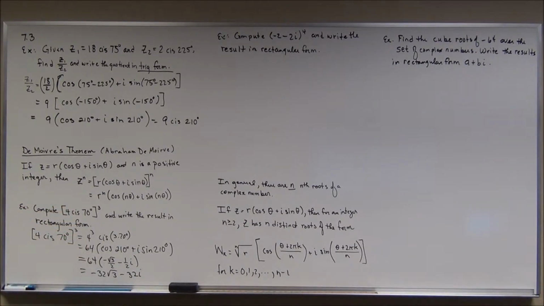Well, if you remember how to raise a complex number in rectangular form to a power, it was the process of multiplying it times itself. You would be doing FOIL.